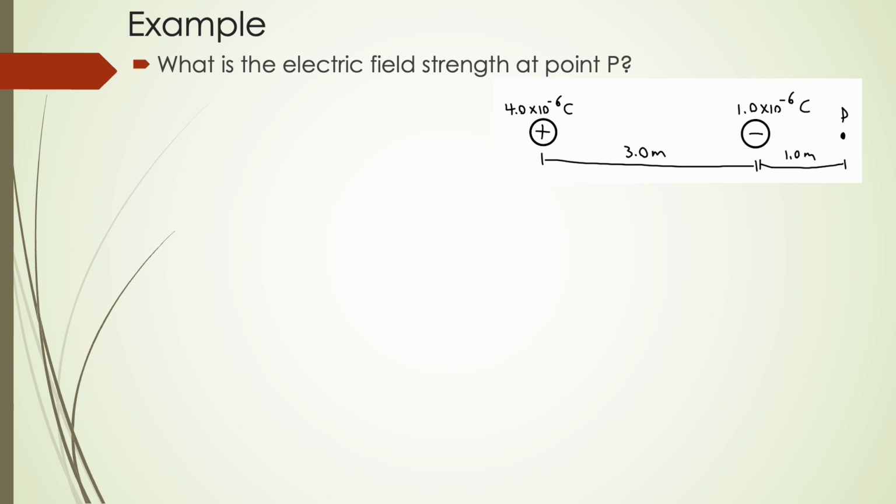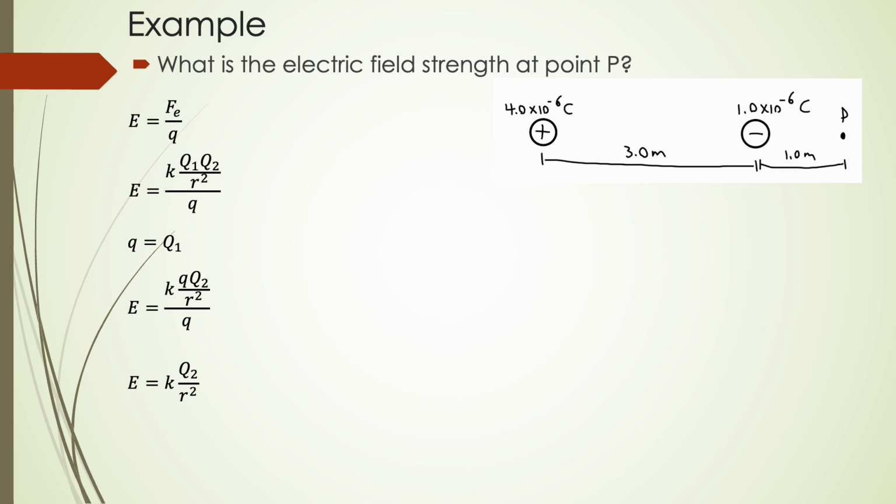Next example, what is electric field strength at point P? So in this case, we've got two charges that are each going to create their own field, and we'll have to see how they interact at that location. So we have E is equal to FE over q. Now, like we just looked at on the previous page, that can be rewritten and rearranged to get E is equal to KQ2 over R squared.